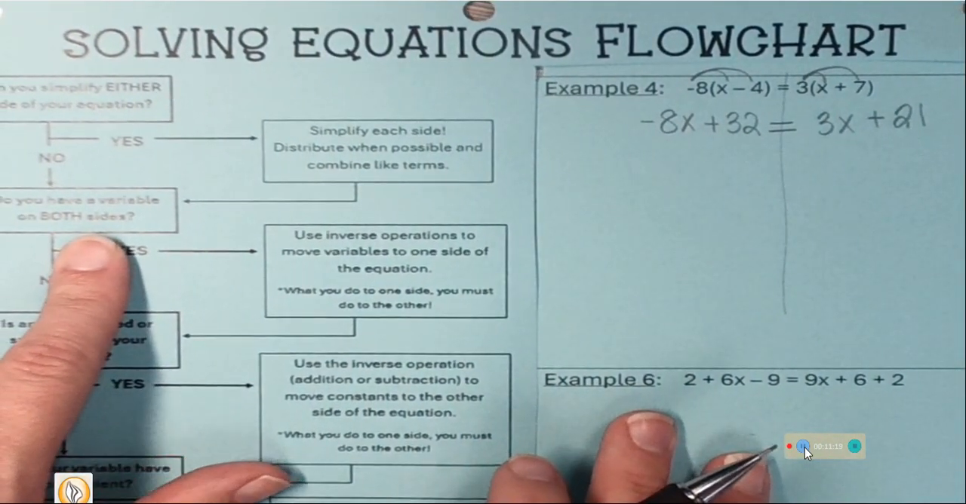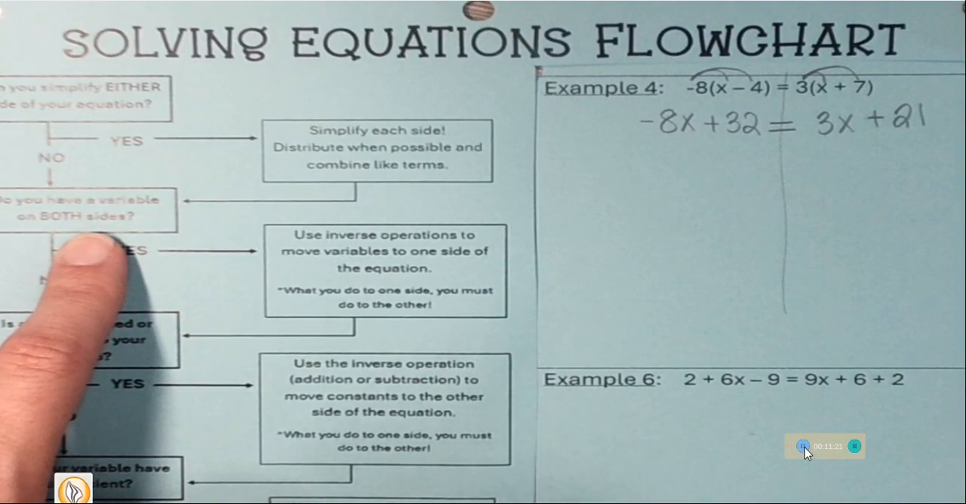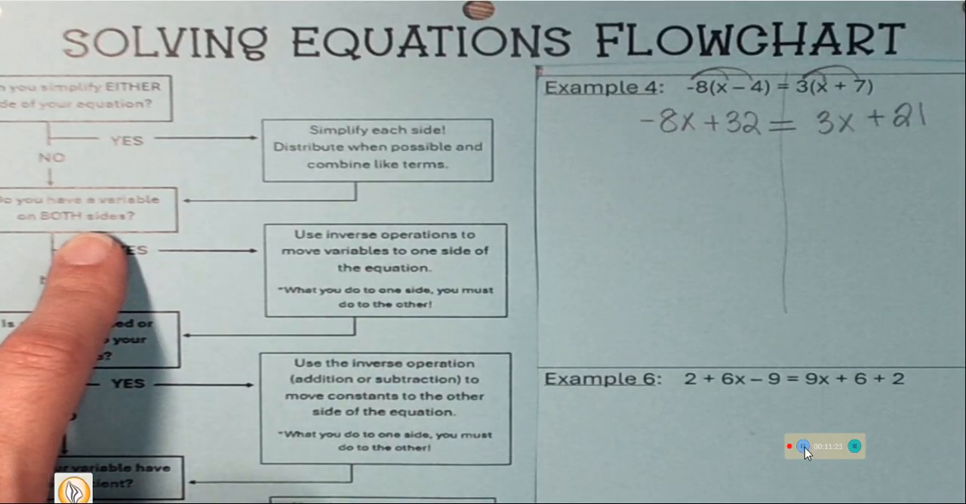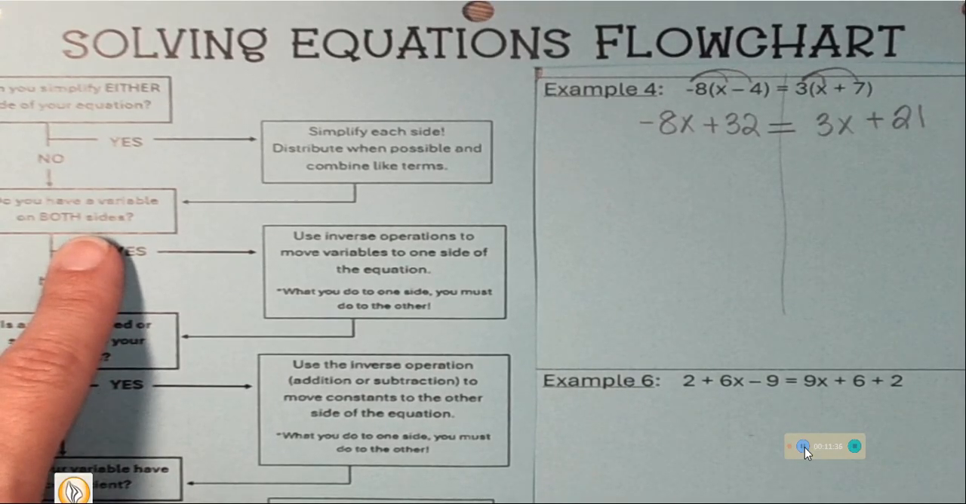Next question is, do you have variables on both sides of your equal sign? You do. So you got to move them. You either move all of your variables to the right or all of your variables to the left, and then the next step, you'll move the constants to the opposite side. I like to say variables to the left.